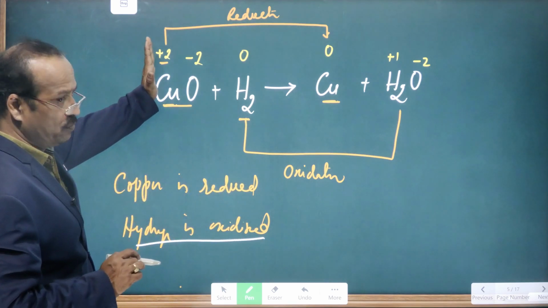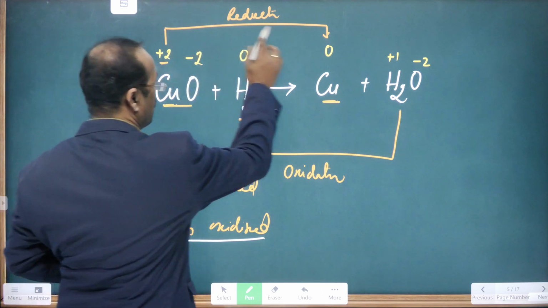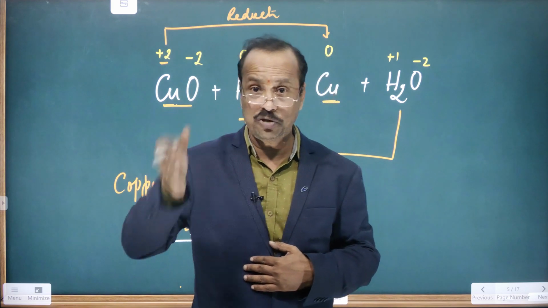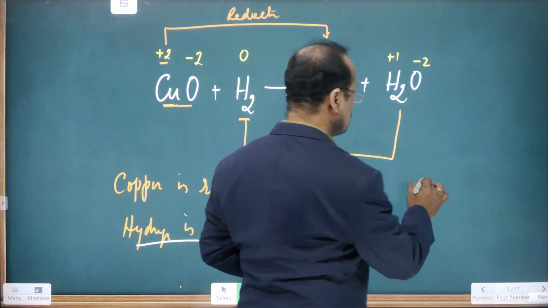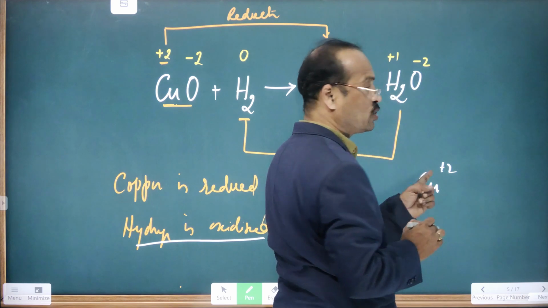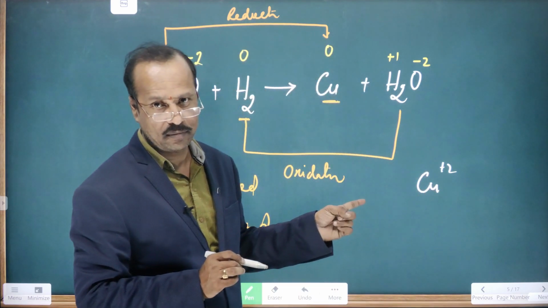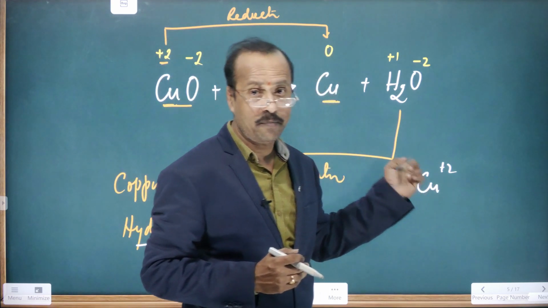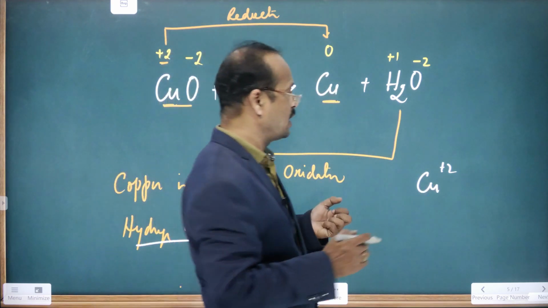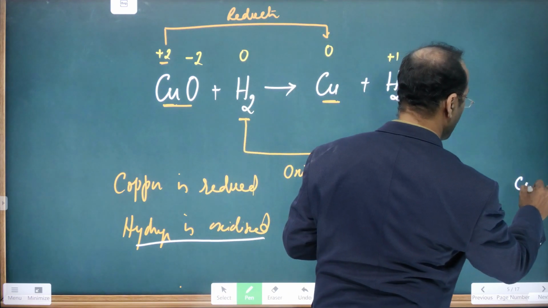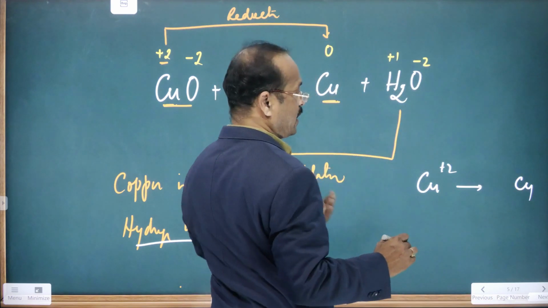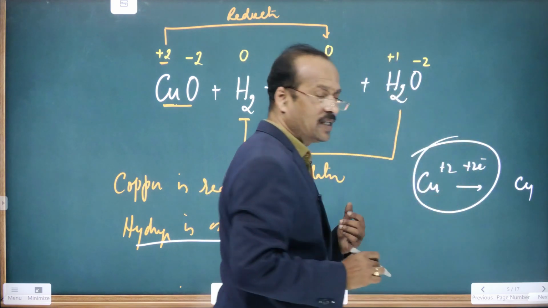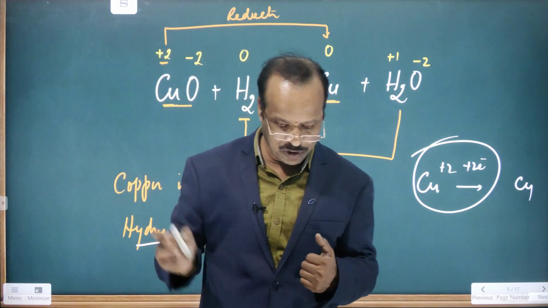Here copper is +2, and it is becoming 0. What is the meaning of +2? Cu +2, what's the meaning of this? There are 2 electrons less. When electrons are lost, it becomes a positive charge. So +2 means there are fewer electrons. But here it's becoming copper. How is it becoming copper? By taking 2 electrons. So copper is taking the 2 electrons. So this is reduction.